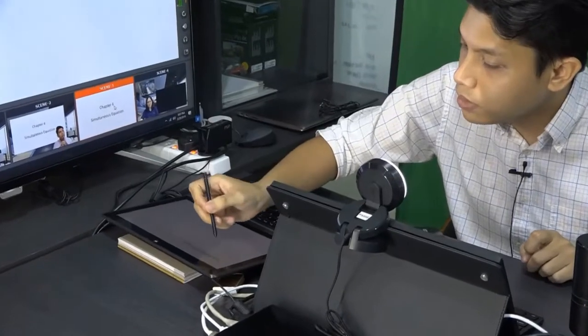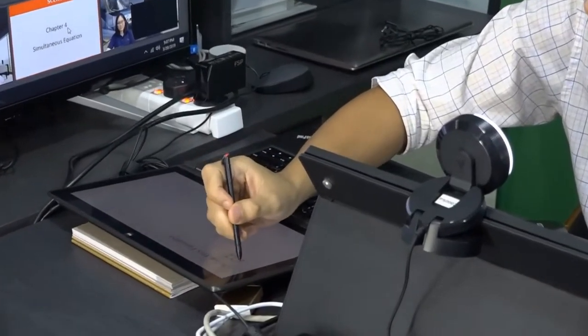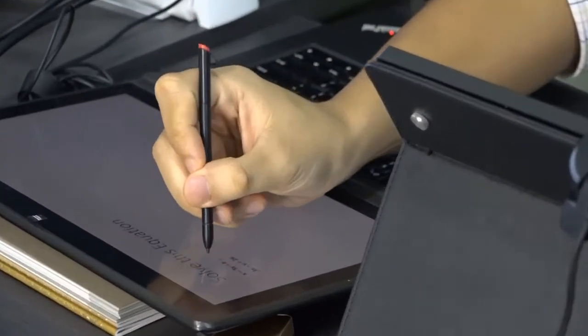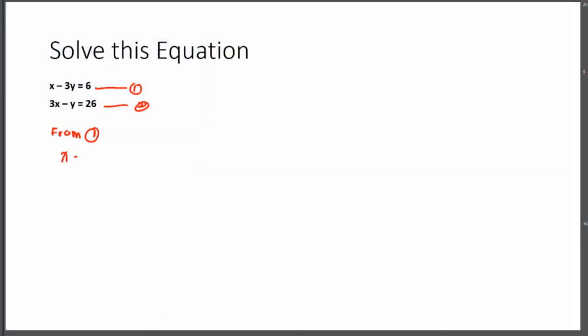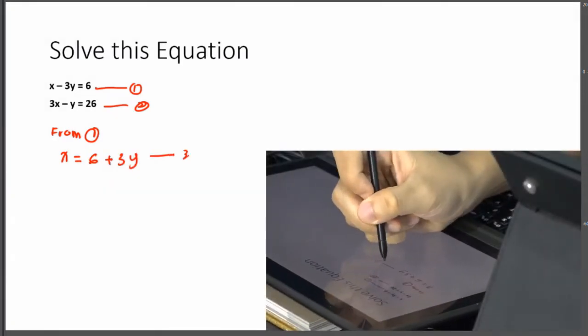The equation here needs to be solved. From here, you can see there's x and y. So let's name this from equation 1, x equal to 6 plus 3y. Now we have the third equation.